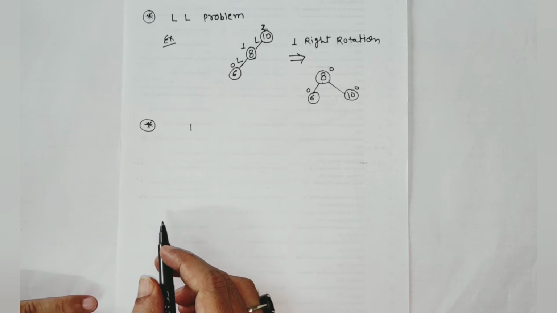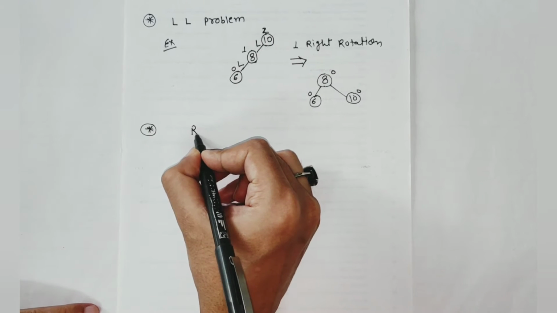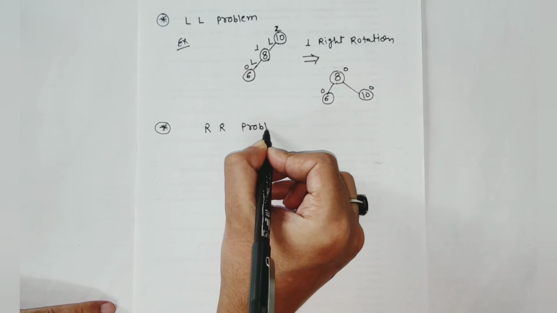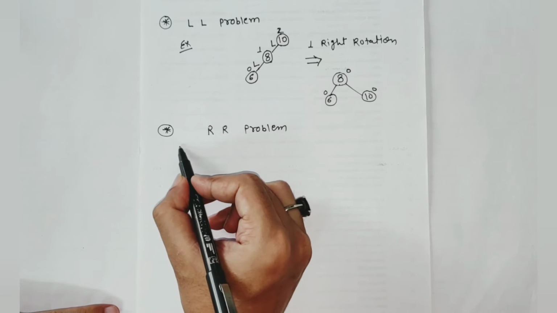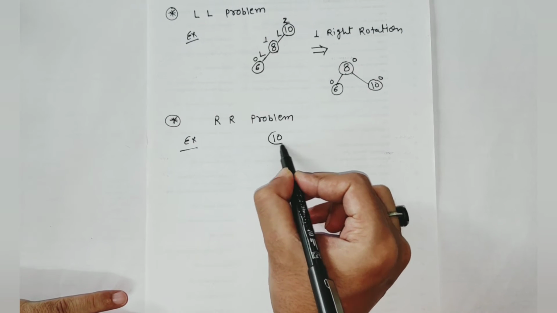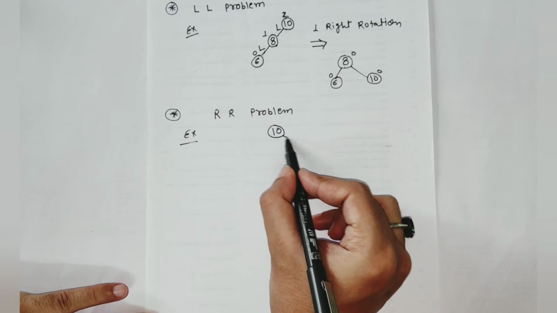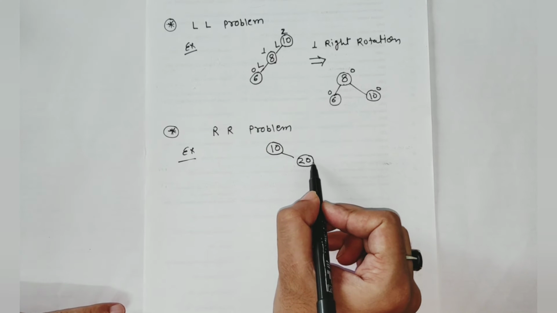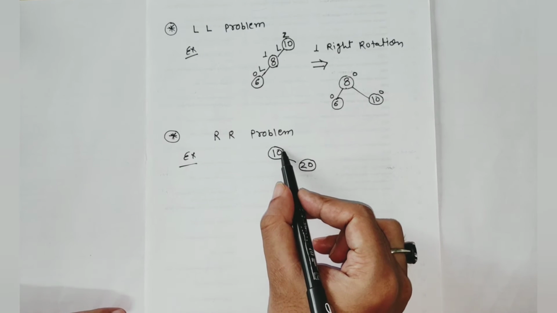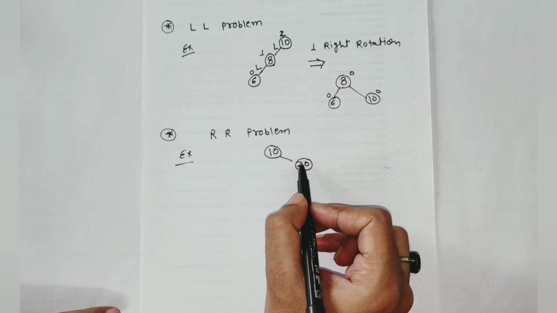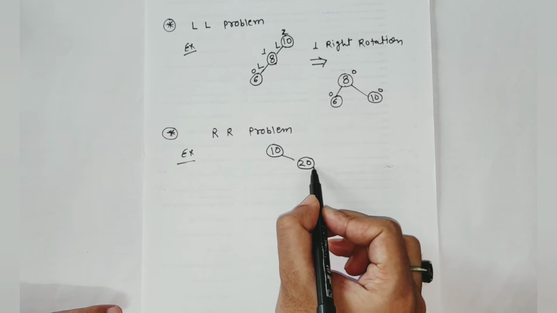Now let's see the second problem, which is the RR problem. Now I will take one example. Suppose we have one node 10. After that I want to insert 20. So till now it is an AVL tree, because the balance factor of 20 is 0 and the balance factor of 10 is -1, and it is a binary search tree also. But suppose I want to insert 30.